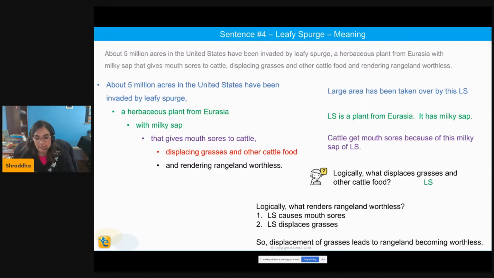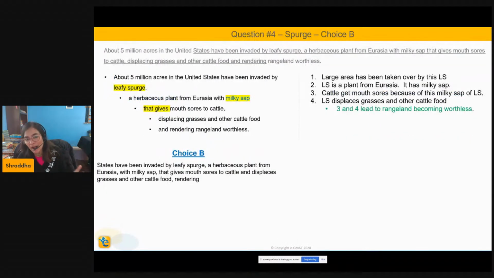And these are the questions that we have already answered. This is my logical inference of the meaning, that this is what the sentence should be talking about. And once I'm sure of the meaning, now I will start my answer choice analysis. And choice B indeed is the correct answer choice. Take a look at the structure of the sentence. It is saying that this part is fine. 5 million acres have been invaded by leafy spurge. Description of leafy spurge, that gives, oh, I think I'm, oh no, this is still choice A. Okay, yeah, let's take a look at choice B.